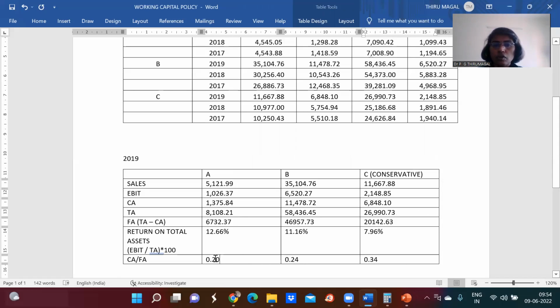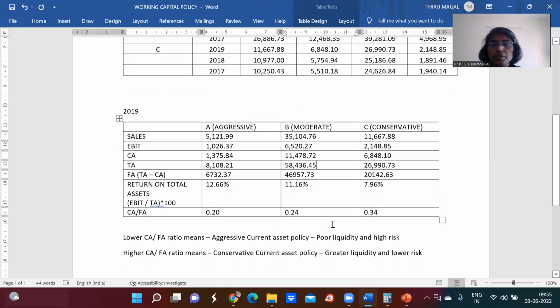So in that, lower current asset by fixed asset means aggressive. So among these three, the lower is this one, 0.20, which means this company follows aggressive working capital policy or current asset policy. So in between these two is 0.24, that is nothing but this company is following moderate working capital policy or current asset policy. So now we have to write the interpretation for this one.